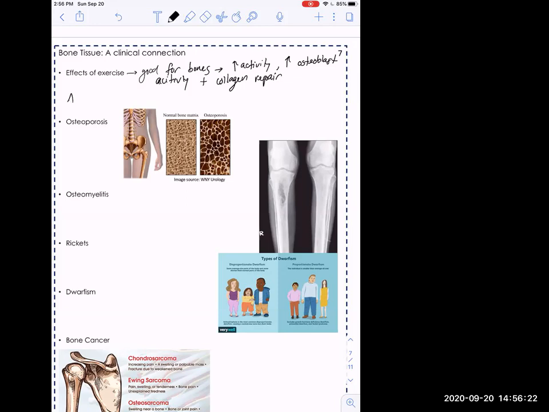In terms of the effects of aging, as you age, osteoblast activity becomes less than osteoclast activity. What that means is you start to lose bone density. We call that osteopenia, and it's normal.